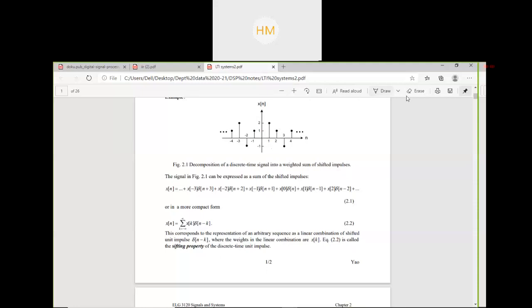Is it clear? This is my x of minus 1 del of n plus 1, then del of n minus 2, del of n minus 3, del of n minus 4, and del of n plus 2, n plus 3, n plus 4. These are the signals. Or in a compact form, how can you write it? You can write like this.